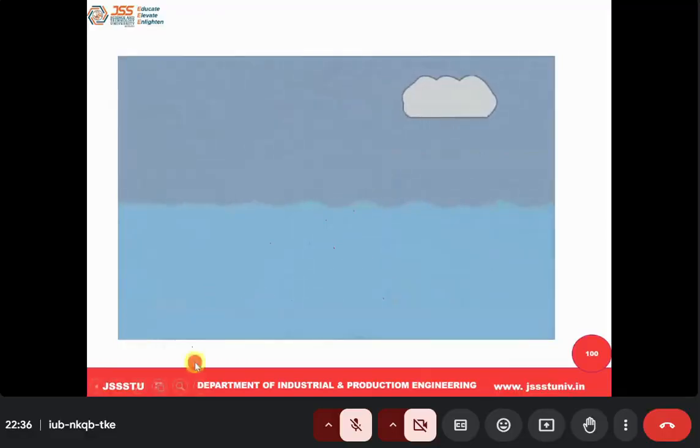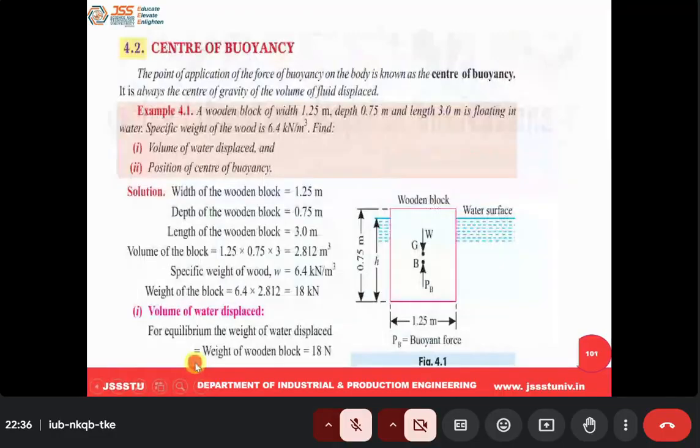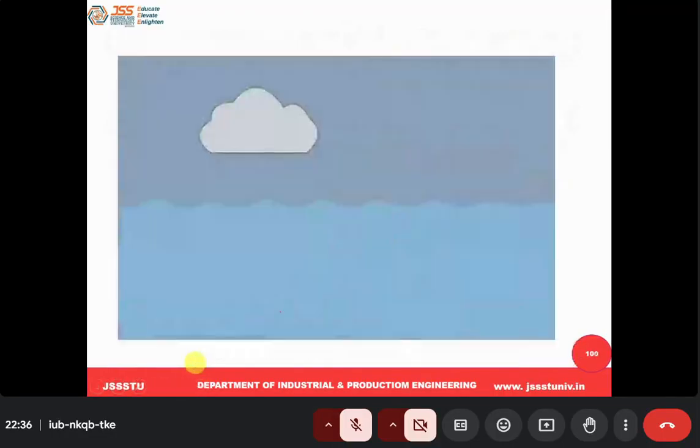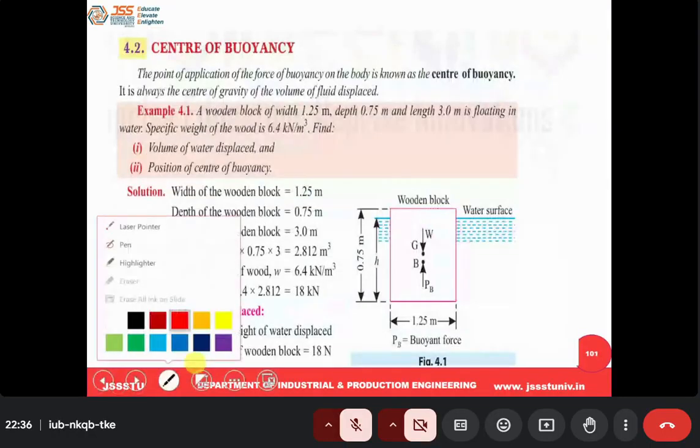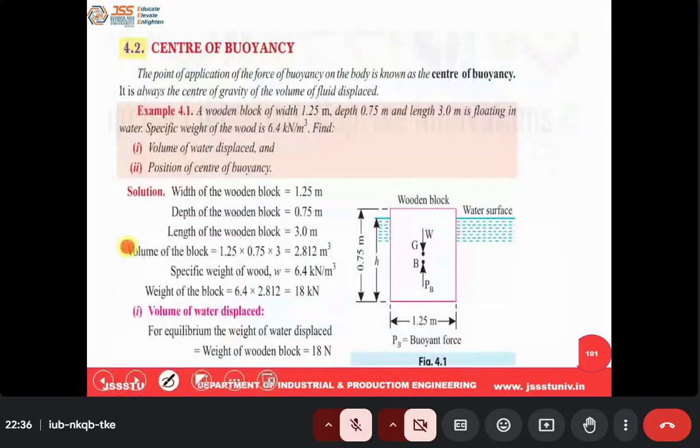Yes, understood, I think. So what Archimedes principle is saying is, how much buoyant force is acting, that much should be equal to the volume of the fluid displaced. Then only it will float. Otherwise it will sink.